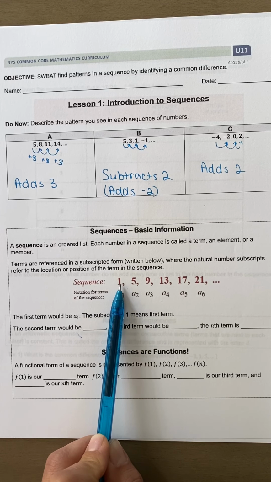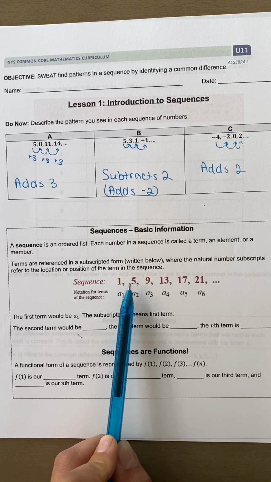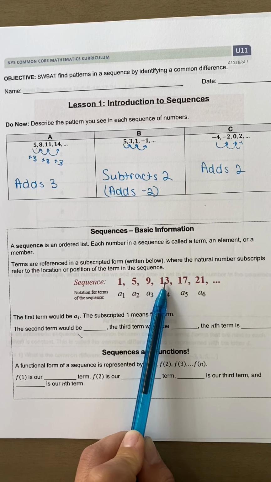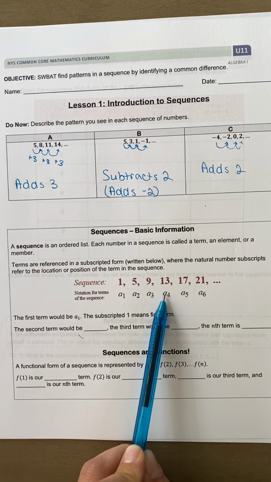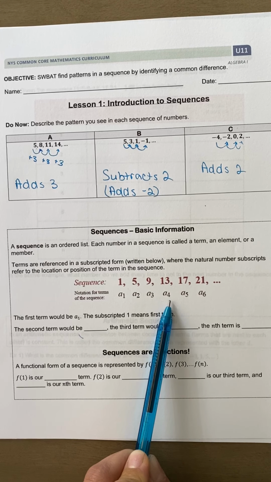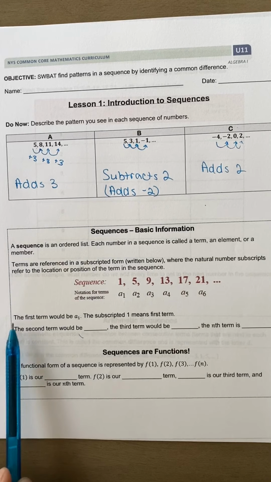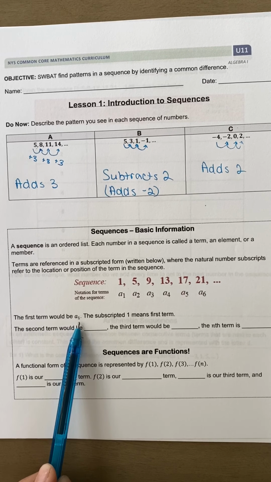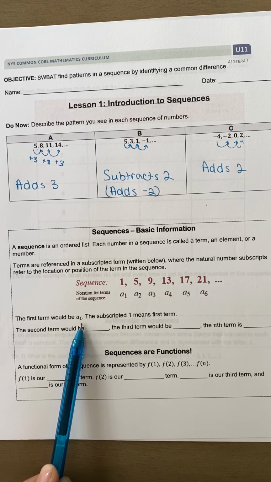So the 1 is the first term in the sequence, okay? So it's A sub 1. If I keep going through here, the 13, 1, 2, 3, 4, that's the 4th term of the sequence. So they have a letter A and they do a little 4 in the bottom corner. That shows that it's the 4th term. The 4th term is a 13. Okay, so the first term would be A sub 1. That's how you say it instead of saying subscript. So it's A sub 1.